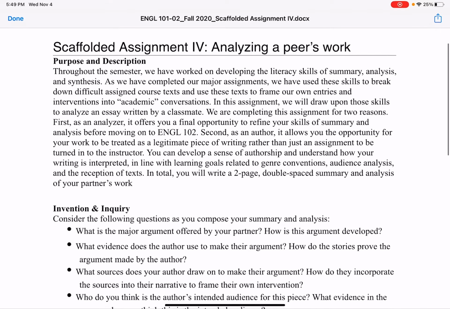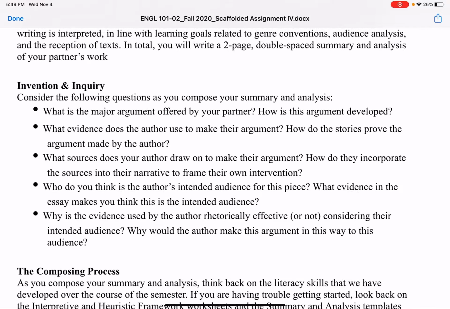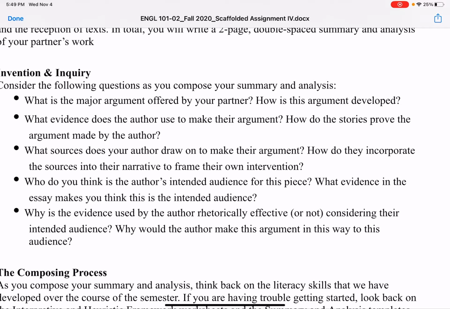Now let's break down what to do. It's actually pretty easy. All you are doing is writing around 2 pages where you summarize and analyze your partner's final draft. They won't see what you write, so you can be honest about how you find their essay. You're not trying to explain whether you think their writing is good or bad. Rather, you are looking at the argument they are making. The specific questions I want you to look at can be found right here on the assignment sheet.